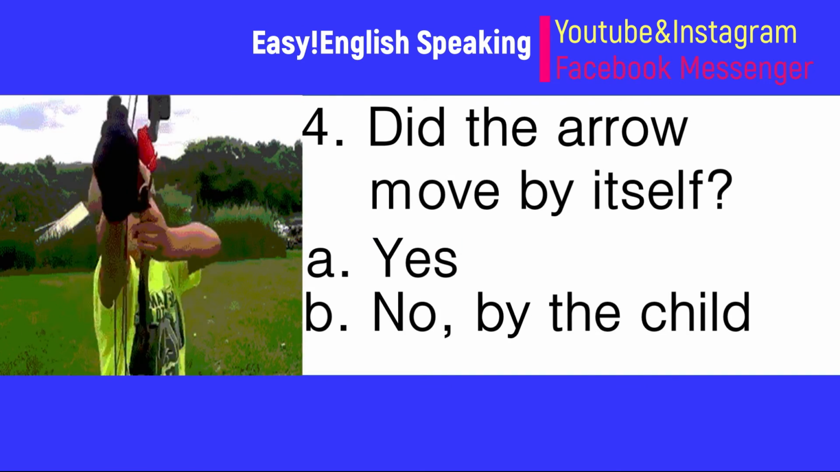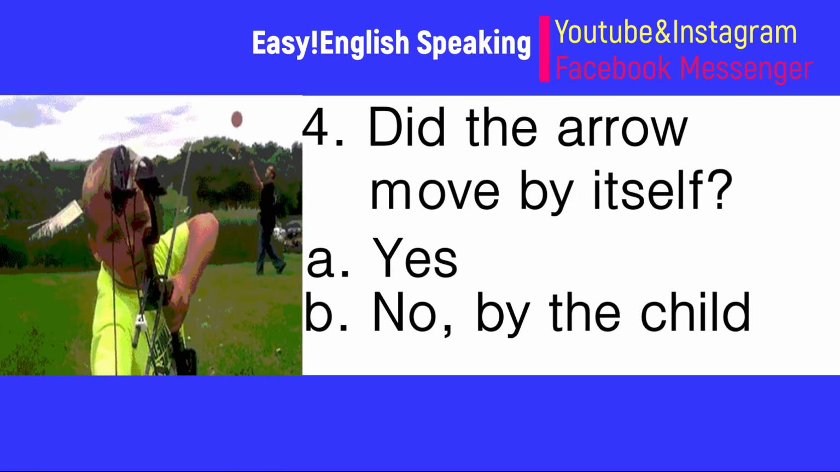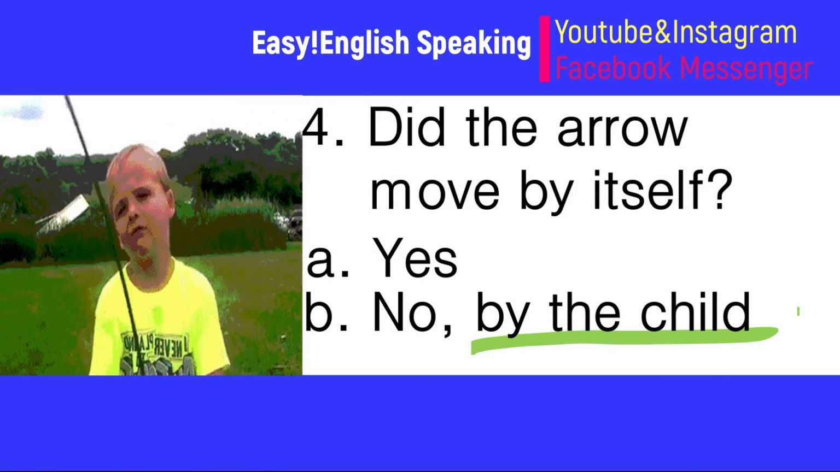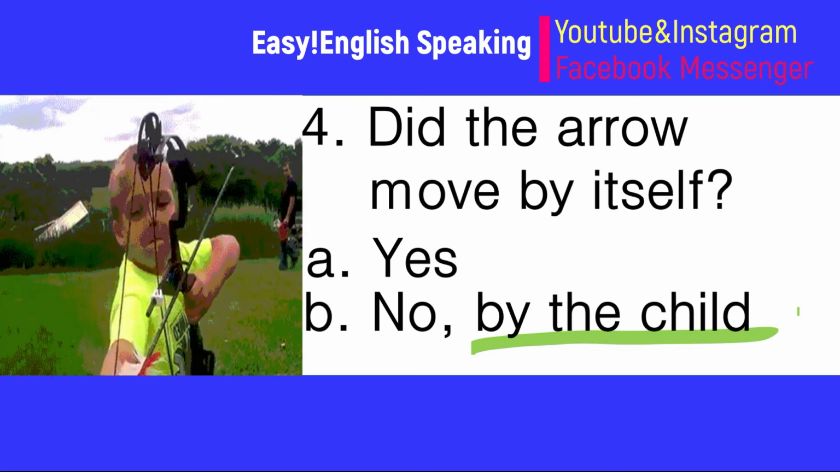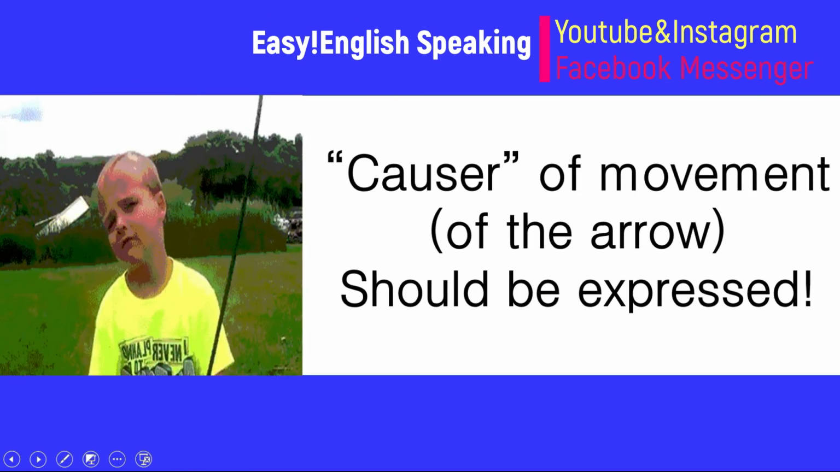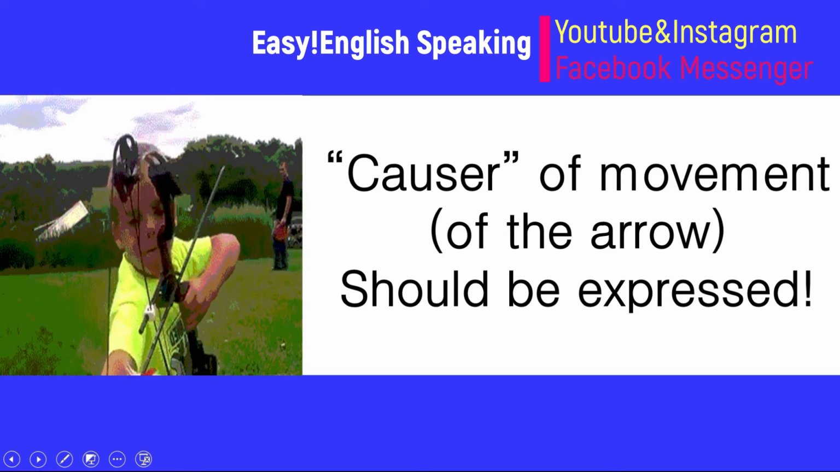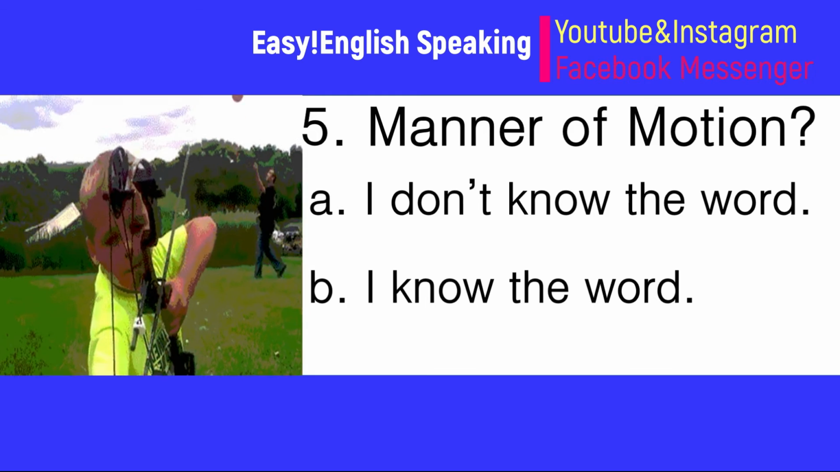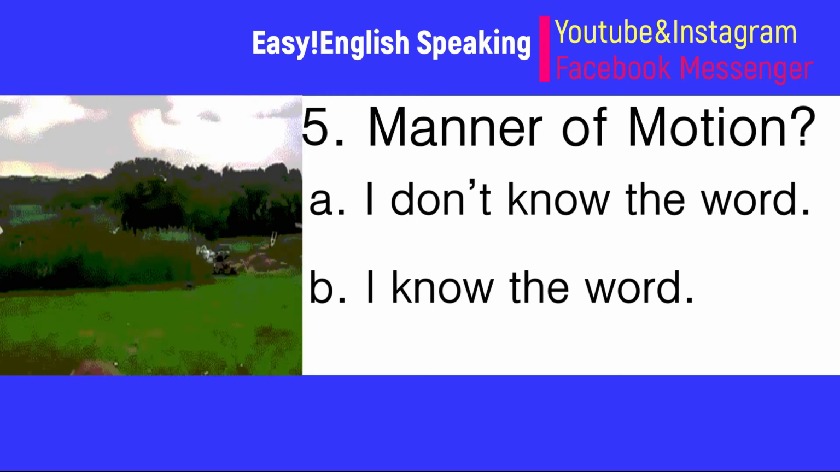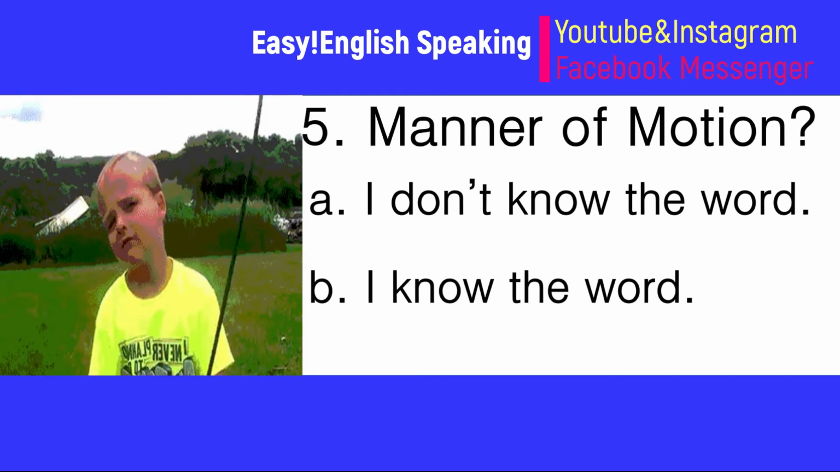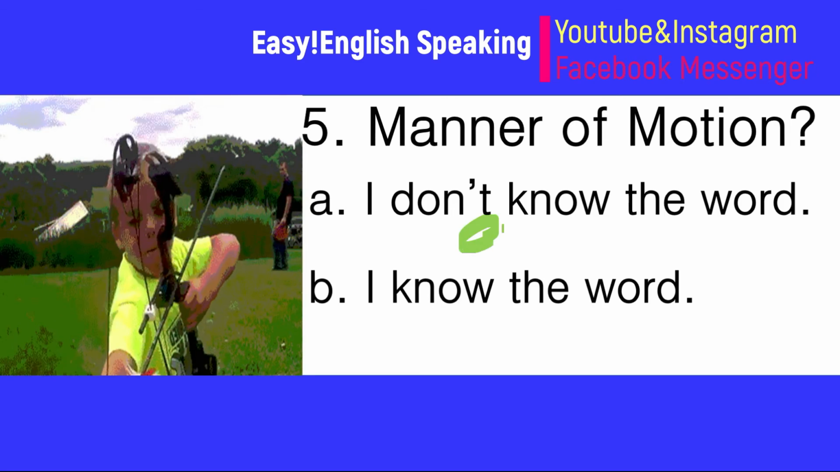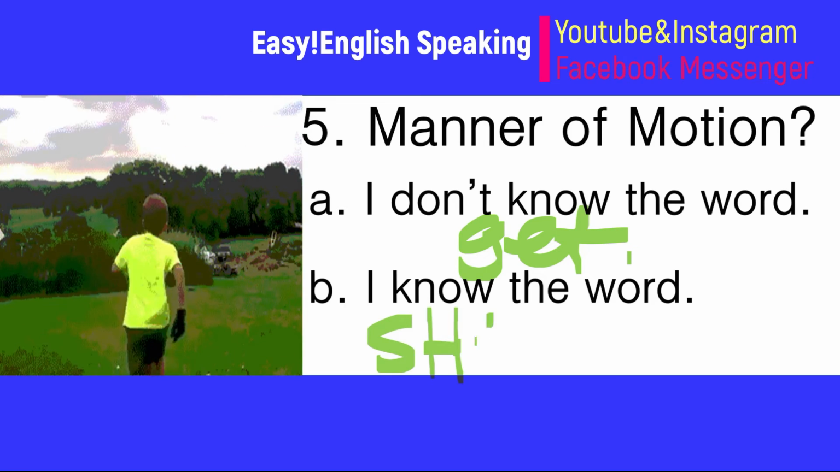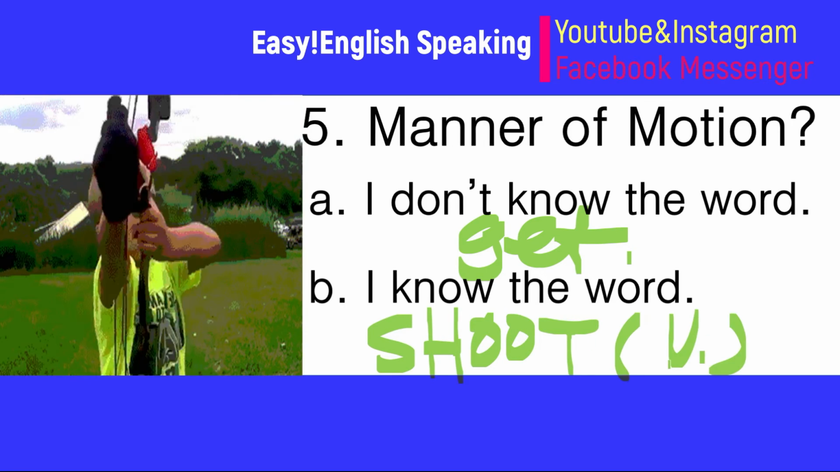Did the arrow move by itself? No, it was just shot by the child. So the child seems to be important information, and you have to use it. The causer of the movement of the arrow should be expressed. And what is the manner of the motion of the arrow? If you know the word for it, then you can just say the verb. But if you don't know the word, use get. In this case, I'm going to use the verb shoot.